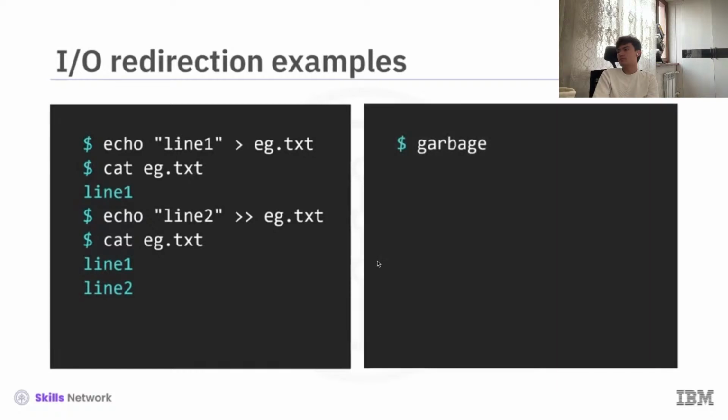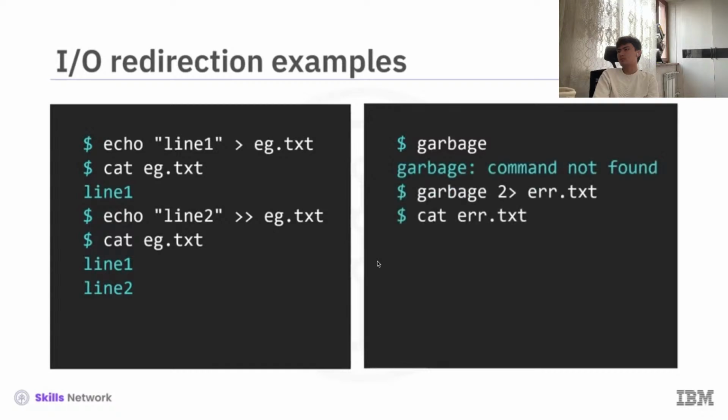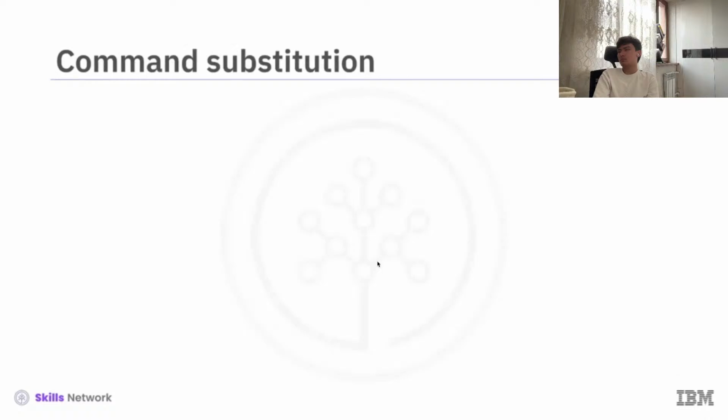Entering something like the word garbage returns an error. This expression catches the error message and redirects it to the file err.txt, and indeed, the contents of err.txt is what can be expected. You can use command substitution to replace a command with its output.